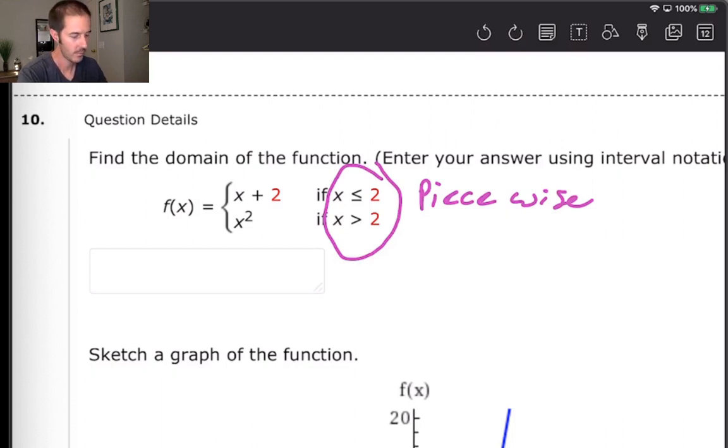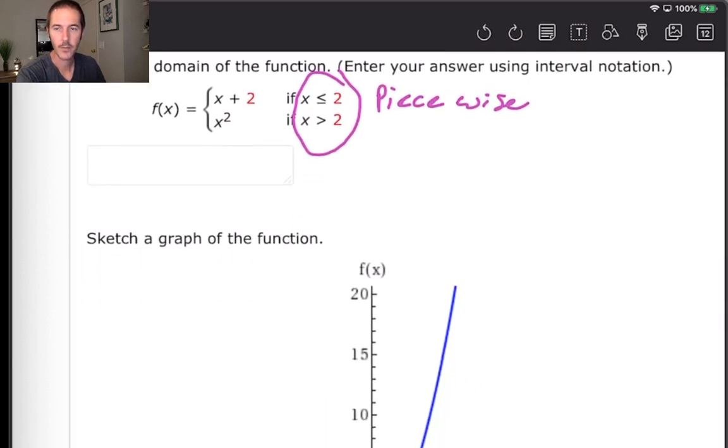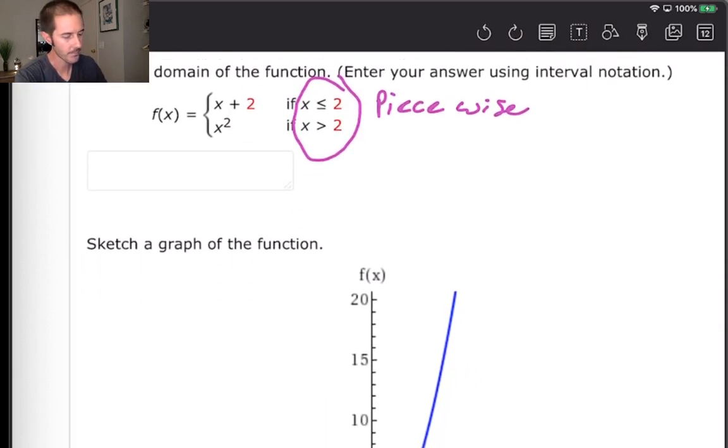So this function has been described for all x values. So answer using interval notation, and then sketch the graph of the function.